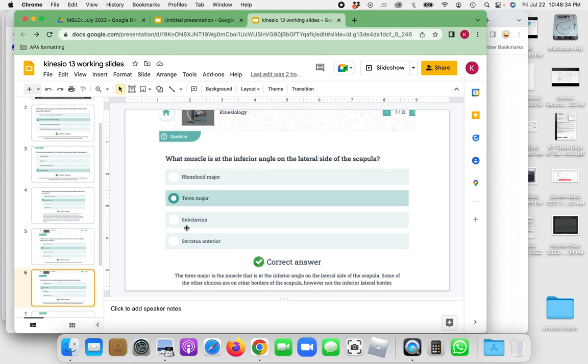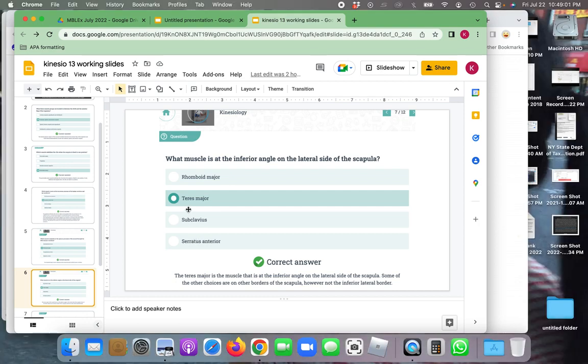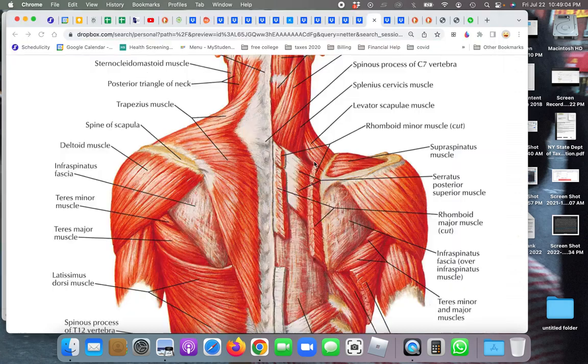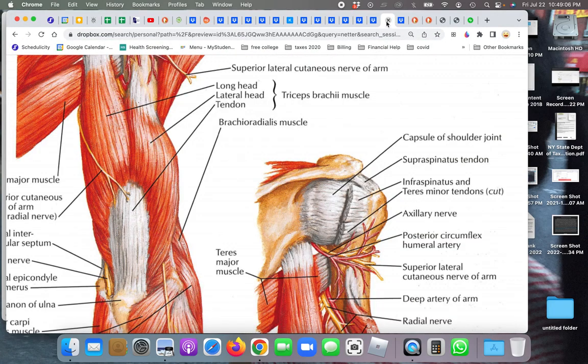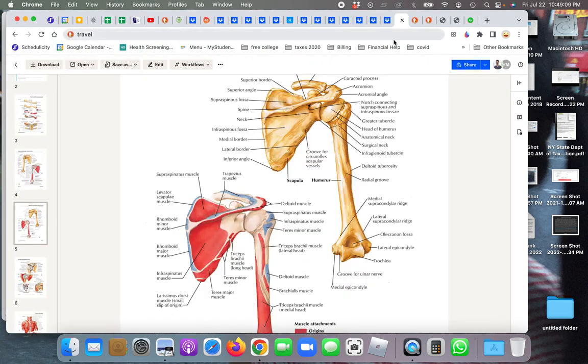What muscle is at the inferior angle on the lateral side of the scapula? Okay, another tricky one. Rhomboid major, teres major, subclavius, serratus anterior. Okay, again, I initially chose serratus anterior. The correct answer is teres major. It cannot be the rhomboid or the serratus or the subclavius. Let's take a look at why. Inferior angle, lateral side of the scapula.